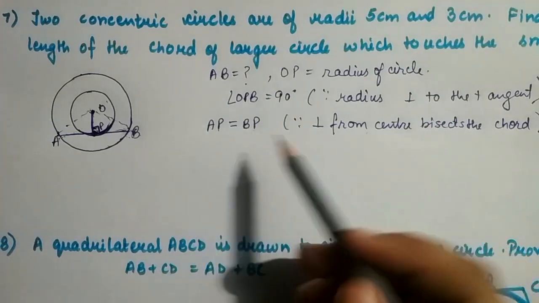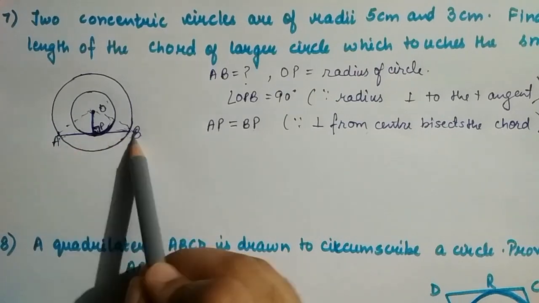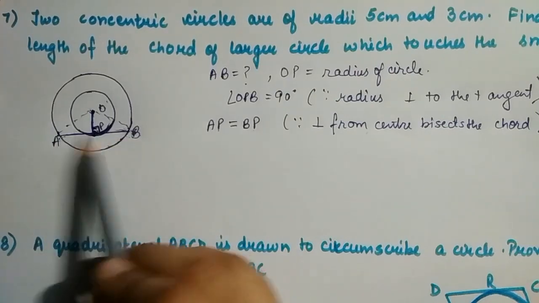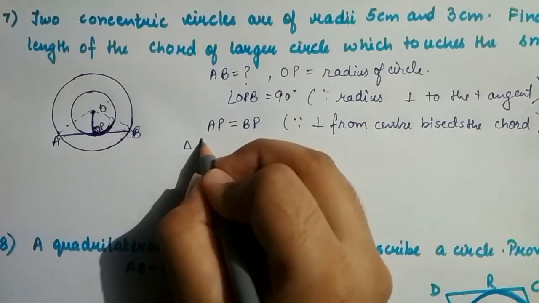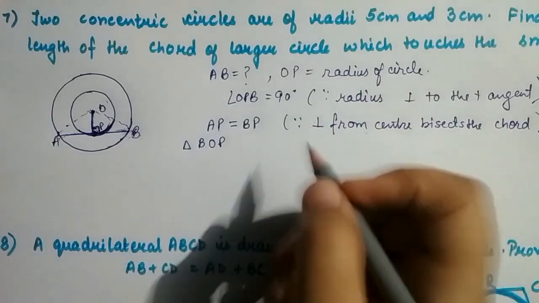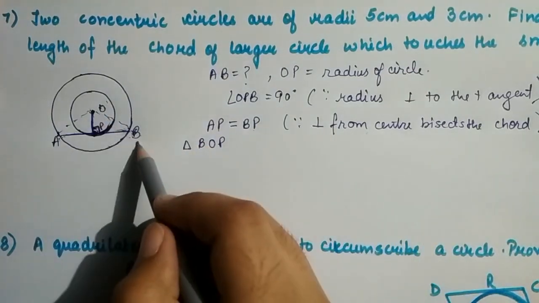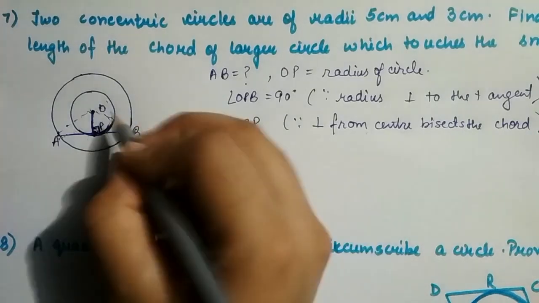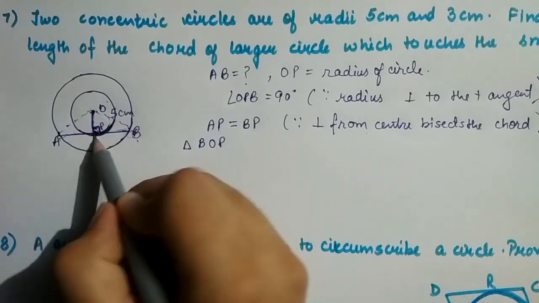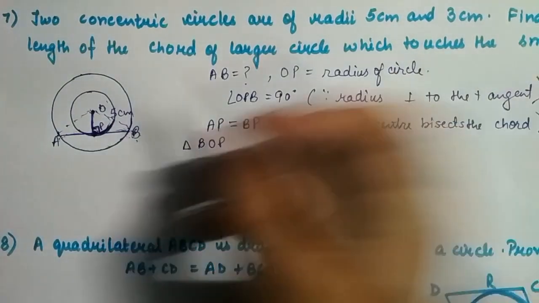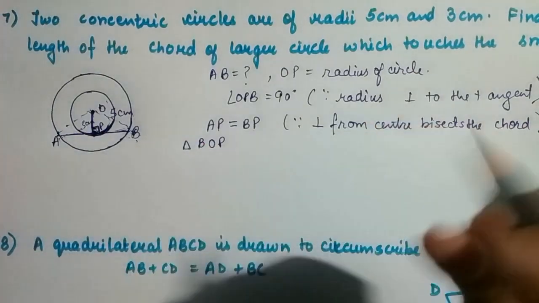Now it is easy to find one part of this AB, meaning BP or AP. You can find it out. Consider triangle BOP. In this triangle you will apply Pythagoras theorem, because you know OB is the radius of the larger circle and it is given to be 5 centimeters, and OP is the radius of the smaller circle and it is given to be 3 centimeters. So you can find PB.